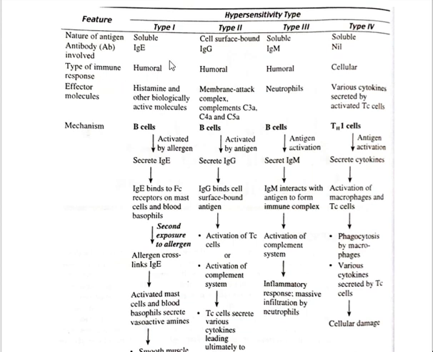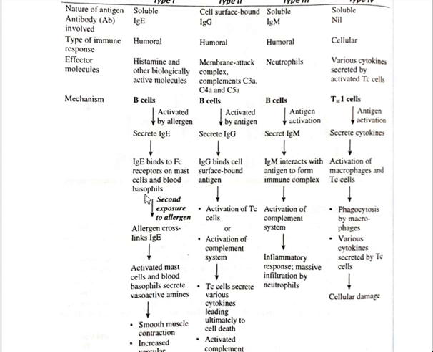Then the type of immune response, obviously antibody involved, humoral, humoral and humoral, whereas this is cellular. Then the effector molecules released because of these hypersensitivities are histamine and other biologically active molecules. Whereas in type 2, it's membrane attack complexes and complements like C3a, C4a and C5a. Then in type 3, the effector molecules are neutrophils, and in type 4, the various cytokines secreted by activated T cells.